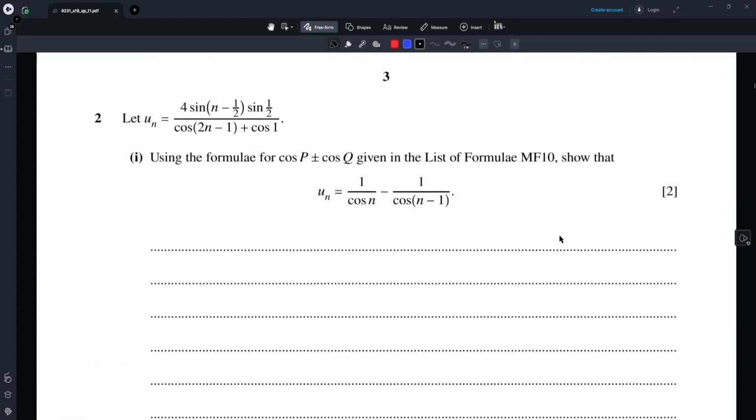Let's look at this one now. So here I have to do something. It's the formula for cos P plus cos Q given in the list of formulae. I would not like to open this one now, but cos A plus cos B, actually the formula is given in the formula list. And also it is MF10, not MF19. So I believe there's something a bit different in this one.